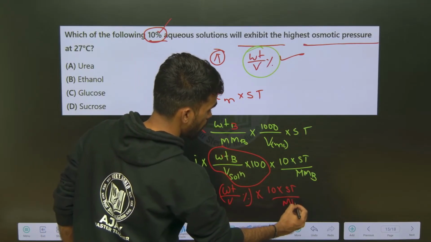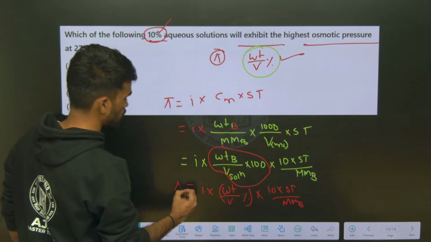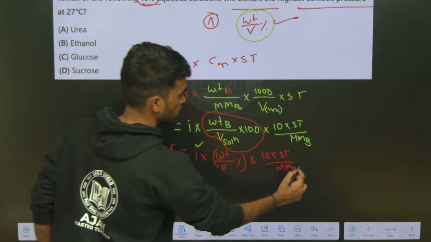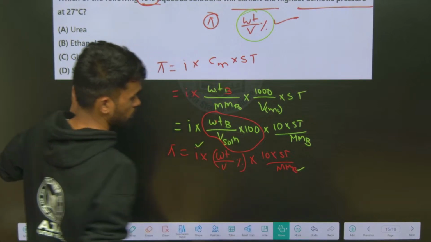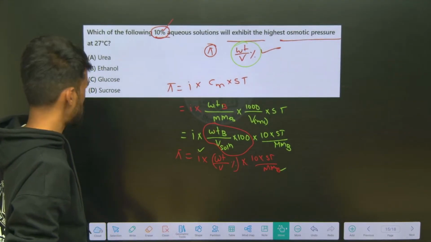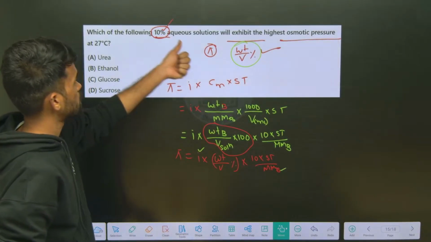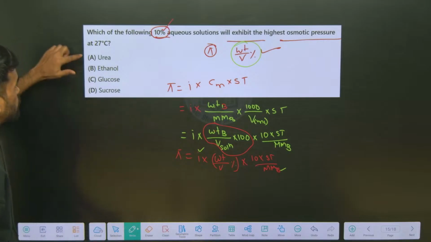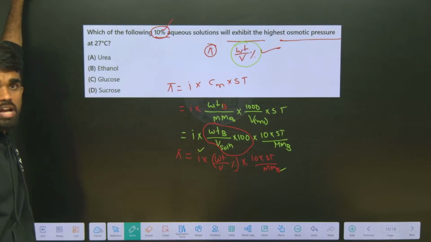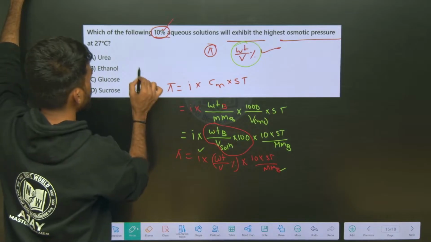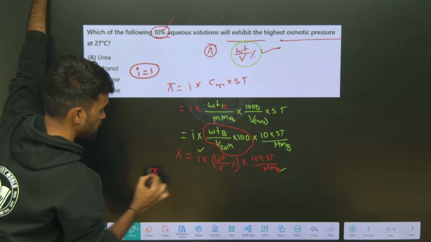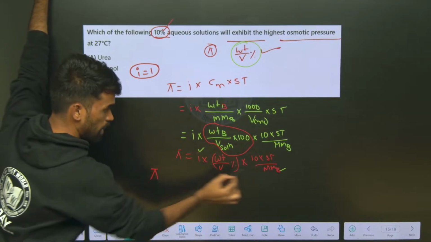So you have got one final conclusion here. We need to consider i values as well as molecular weight. That's it. Now which 10% aqueous solution exhibits the highest osmotic pressure? From this you tell me. All of them are non-electrolytes only. So what is the i value? The i value will be 1. So the only factor deciding in this case is the molecular weight of the solute.